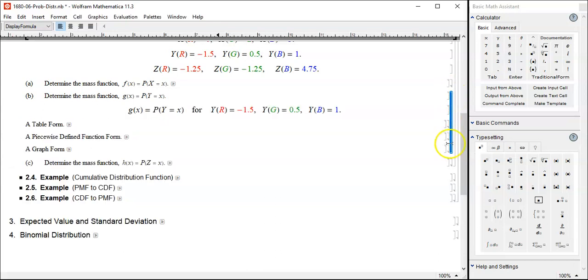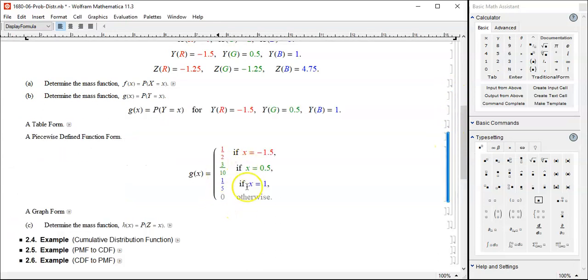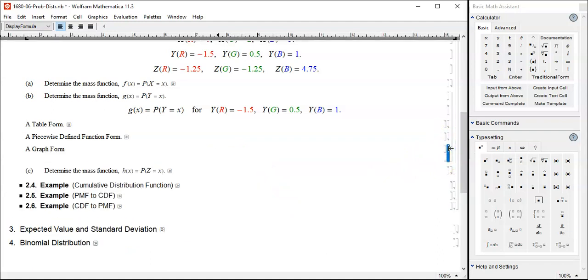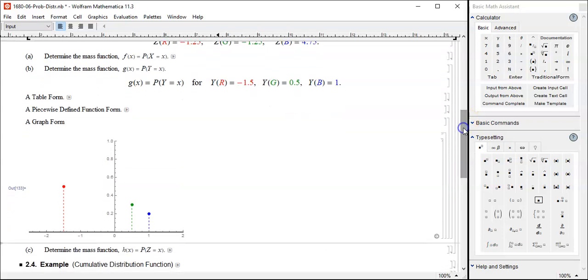Yeah, all these show up in MyMathLab exercises. How about the graph? Okay, I'll show you the graph. Horizontally, we have x values, so -1.5, 0.5, 1, and then vertically we have probabilities. Red, 5/10, green, 3/10, blue, 2/10.